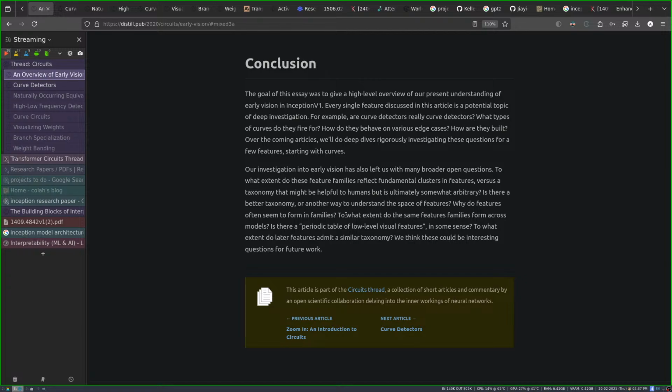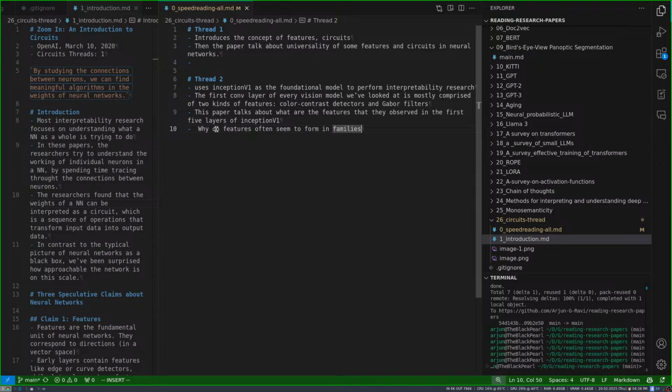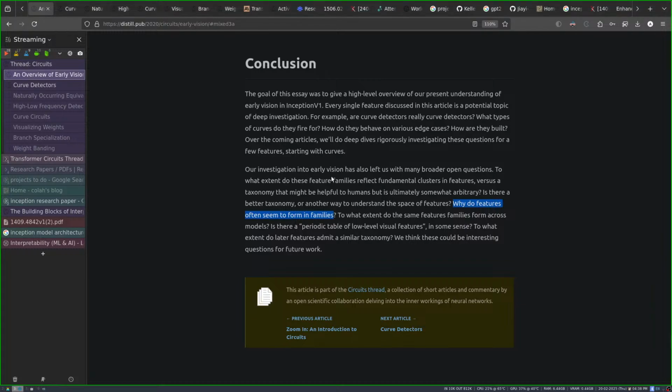Our investigation into early vision has also left us with many broader open questions. To what extent do these feature families reflect fundamental structure in features versus a taxonomy that might be helpful for humans? Why do features often seem to form in families?